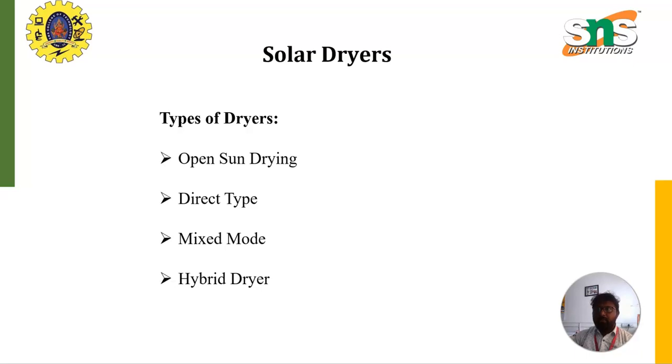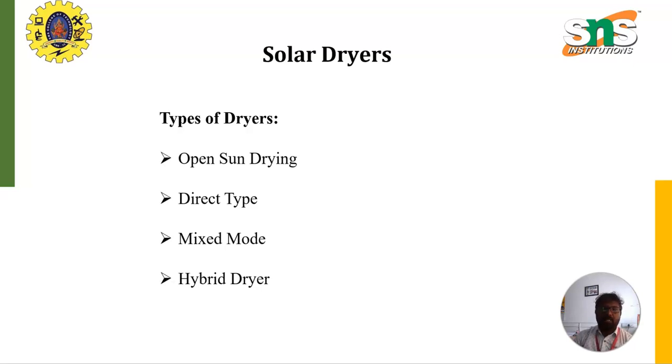And we have some coating types in selective surfaces. First one is black chrome, black nickel, tin oxide, anodized aluminum, right? And a solar dryer is a device that uses solar energy to remove moisture from products, for example, mainly food and agricultural products, right?